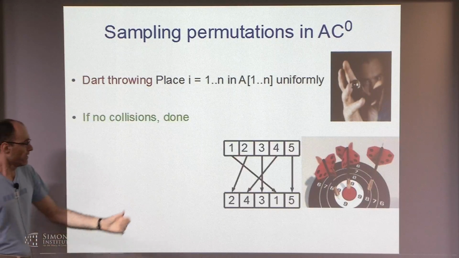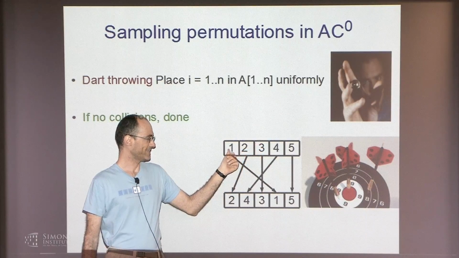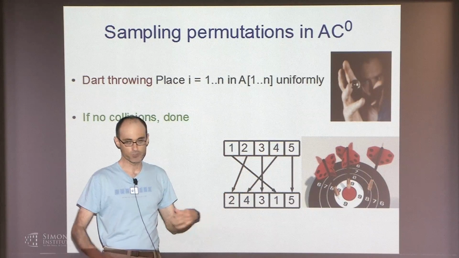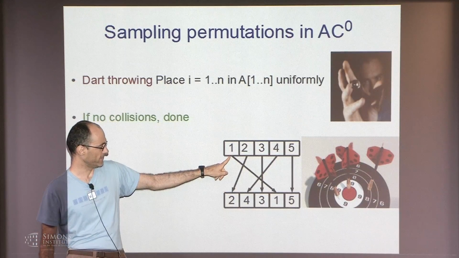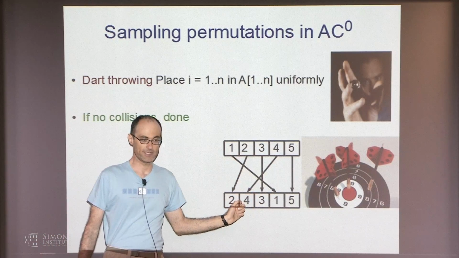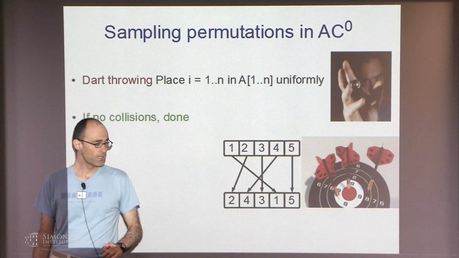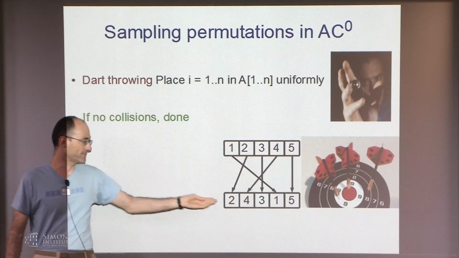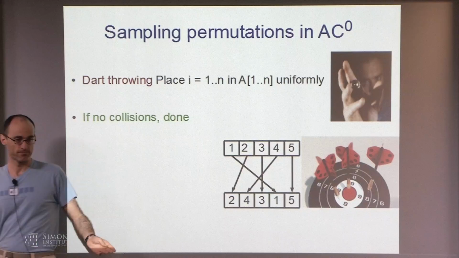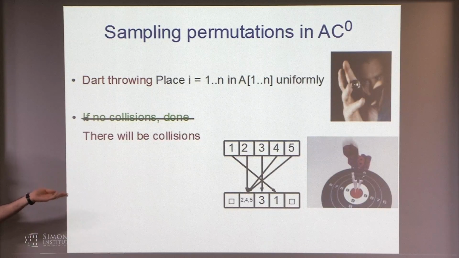So here are my elements. These things are not random now. These are just the fixed elements 1, 2, 3, 4, 5. I'm using my random inputs in S0 to find random locations in a target array. And this can be done in S0. If there are no collisions, then I'm done, right? Then this is exactly, by symmetry, a permutation. Good. Of course, there will be collisions, right?